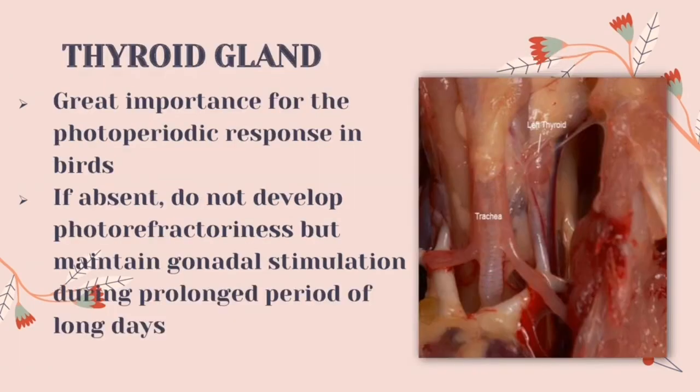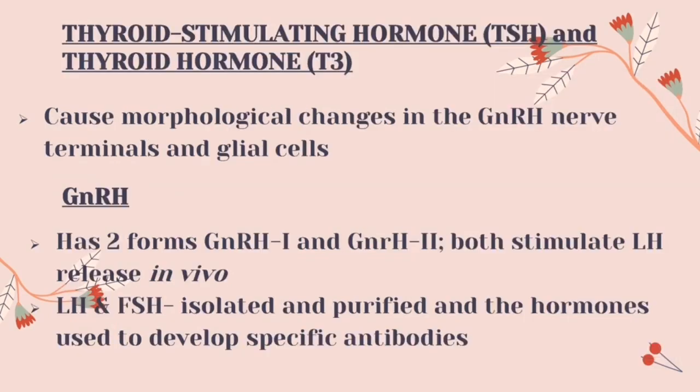Of great importance for the photoperiodic response in birds are the thyroid glands. If absent, birds will not develop photorefractoriness, although they still maintain gonadal stimulation during prolonged periods of long days. The TSH and T3 hormones can also cause morphological changes in the GnRH nerve terminals and glial cells.